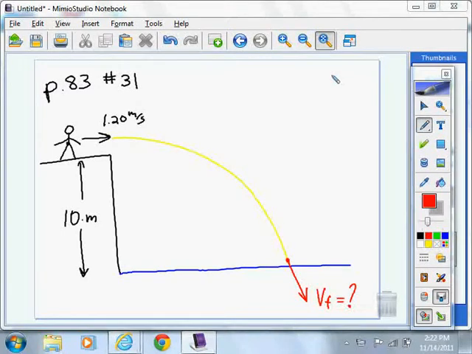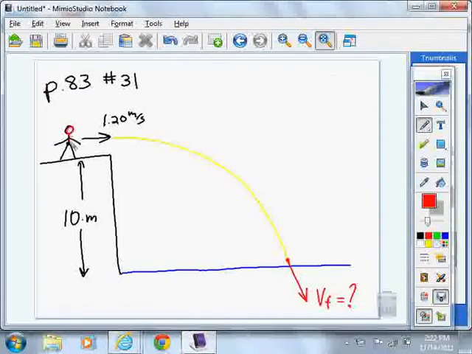So, page 83, number 31. An athlete runs off of a cliff with a velocity of 1.20 meters per second. The cliff, or the platform, is 10 meters off the ground. And the question is, when the diver jumps into the water, right before the diver hits the water, what is the final velocity?